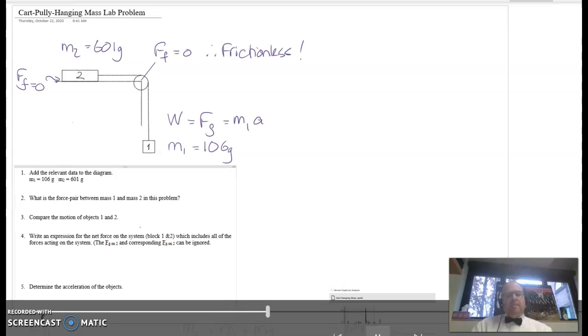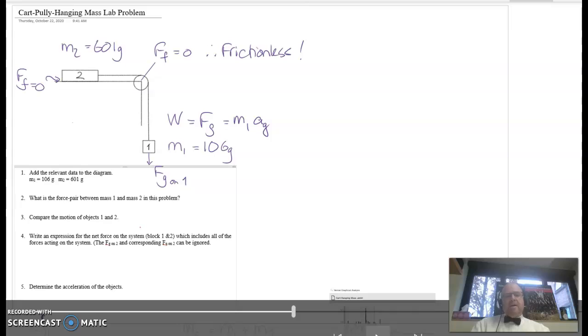So the weight is the force of gravity, which is the mass of 1 times the acceleration due to gravity. We'll use 9.81 in this. This was an actual lab exercise, and so we want to use an exact value for the acceleration due to gravity. In problems, we usually use 10, but here we're going to use 9.81. And so that is the force of gravity on 1.